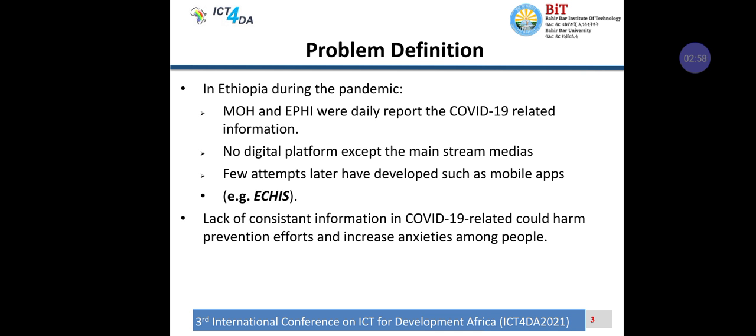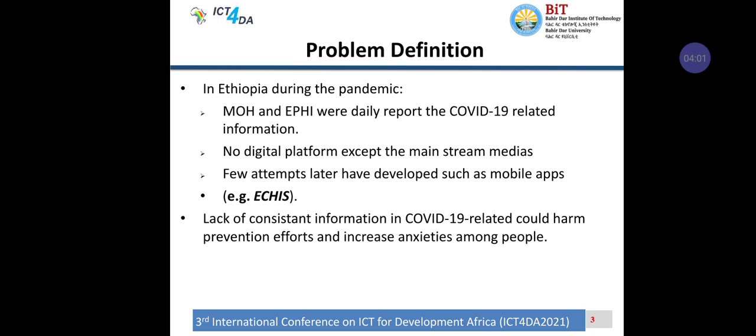So, as a problem definition, during the pandemic in Ethiopia, there were very few initiatives like ERP, the Emergency Response Project, which was initiated by MOH, the Ministry of Health, and the Ethiopian Public Health Institute, EPHI. This project was aimed to monitor the prevention mechanism, screening, testing, and daily reports of new cases and others, by organizing local task forces.